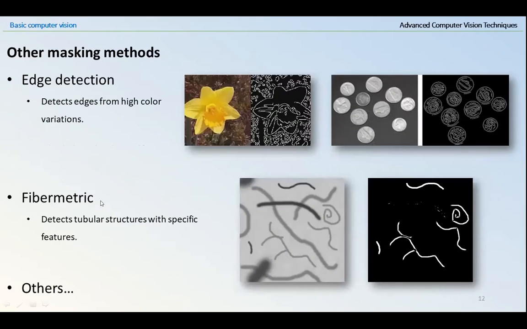Other processes can also return a mask as a result. For example, edge detection sets ones at the pixels considered an edge because there is a high color contrast. Another one detects tabular structures in the images by some filters and sets them as ones, and there are a lot more.